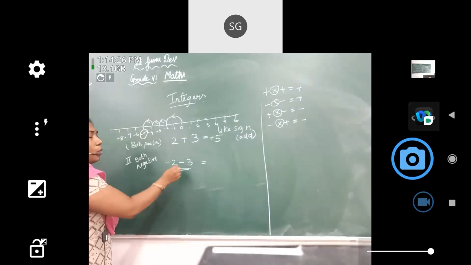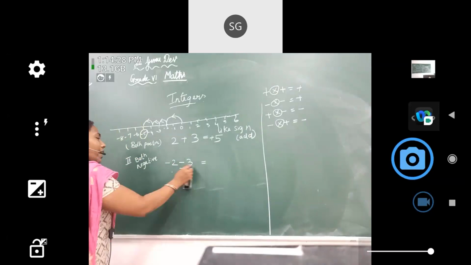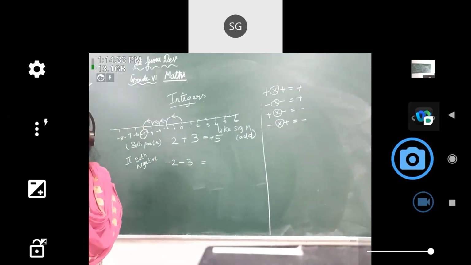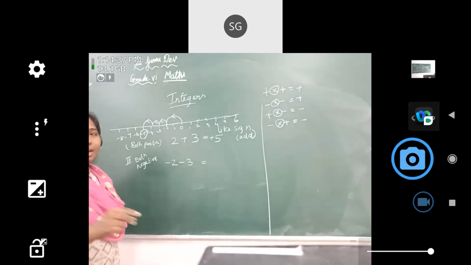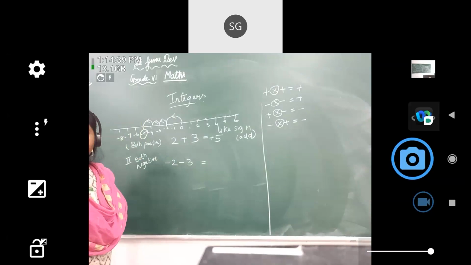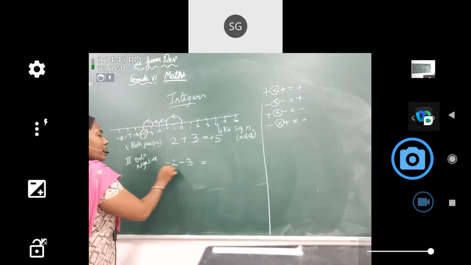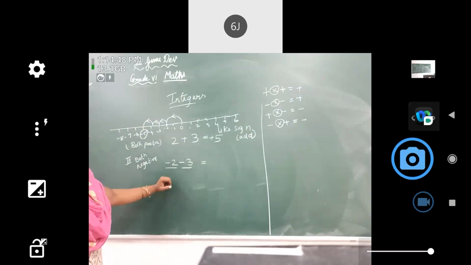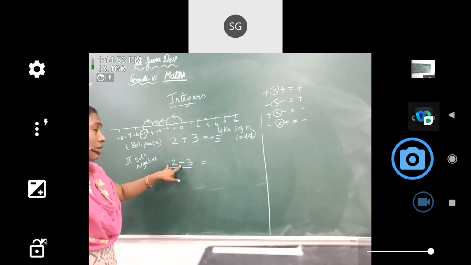Ma'am, how to add this? You might get a doubt. Forget about the sign. Forget that there are signs. Just think of the absolute values. I'll complete it, then you will ask. Now consider only the absolute value. So what is the absolute value of -2? 2, ma'am. What is the absolute value of -3? 3. Both the signs are same.